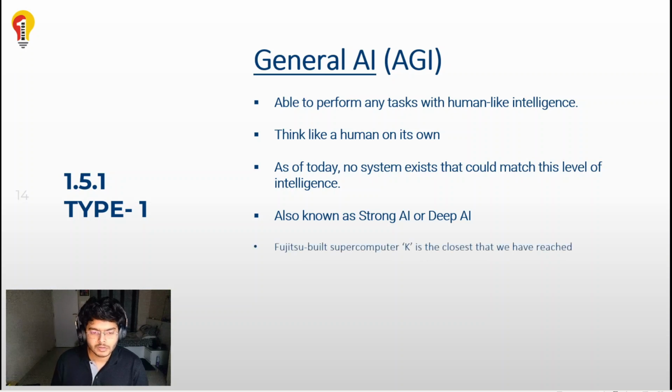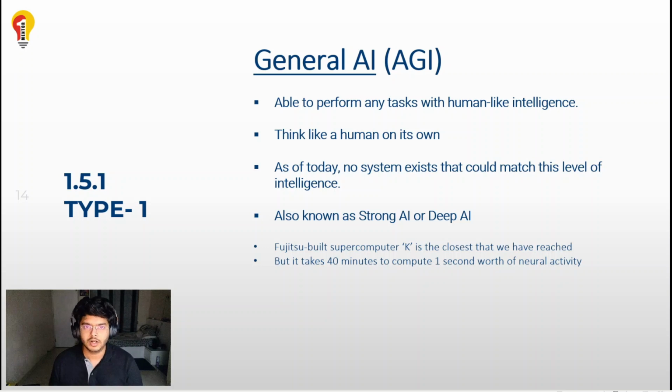So quite a long time back, Fujitsu built a supercomputer called K, which is the closest that we have reached to attaining general artificial intelligence. But it takes 40 minutes to compute a second worth of neural activity. For example, if you think of, say, a word or a color or a number, or if you want to have signals put in your neurons, the amount of time that your neurons would take 1 second, the computer will take 40 seconds to compute, which is really a long time.